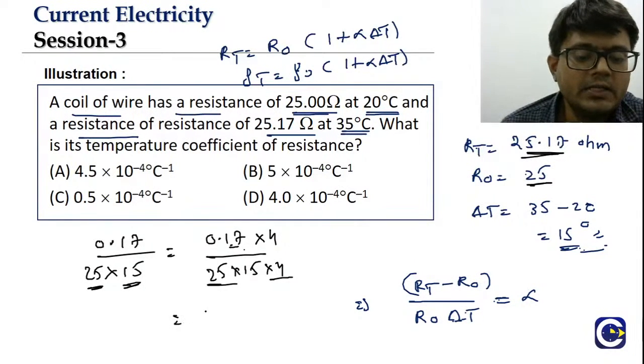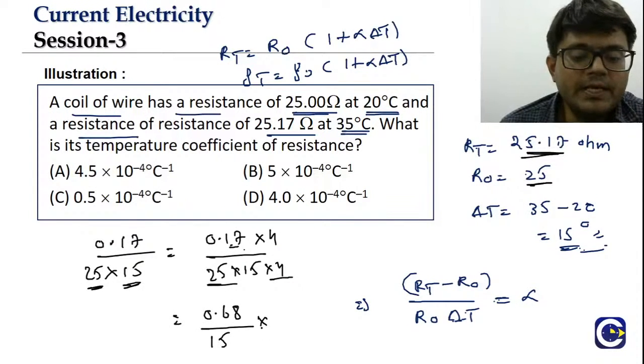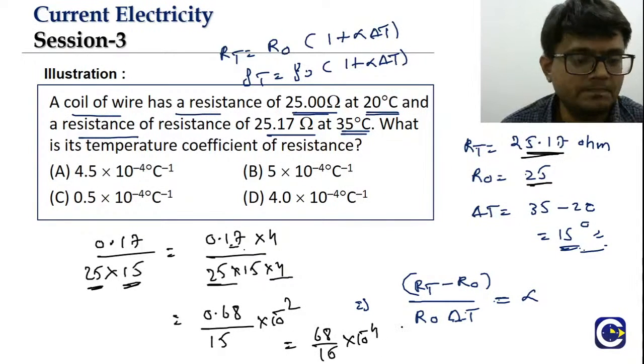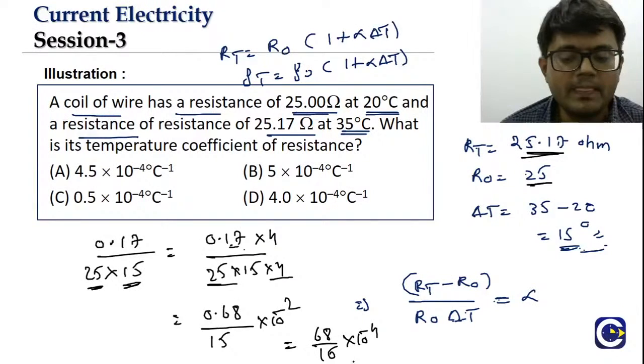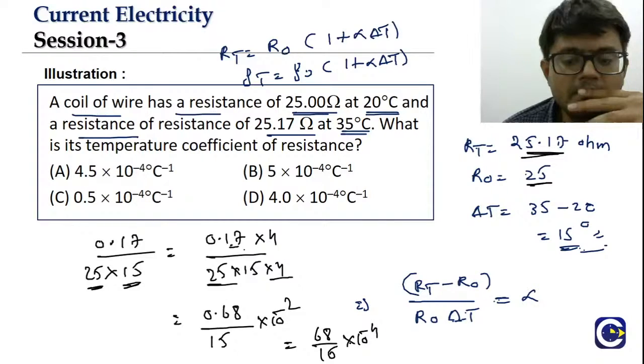So look, 0.68 by 15 into 10 power minus 2. How will this come? It's like 68 by 15 into 10 power minus 4. So what is 68 by 15?